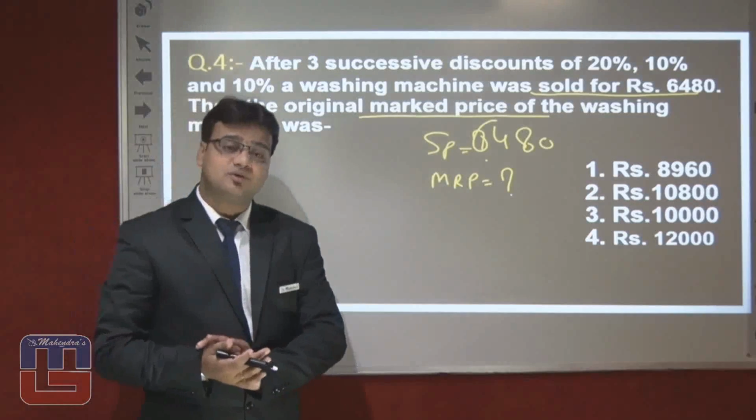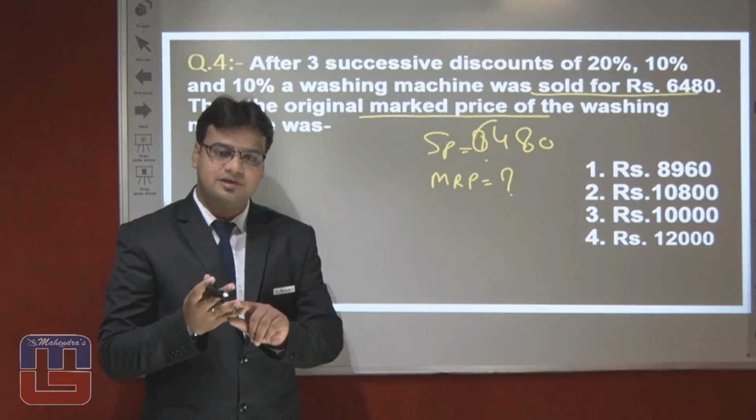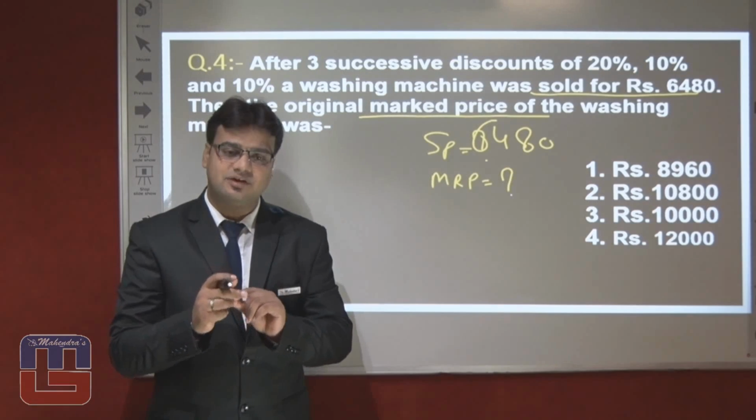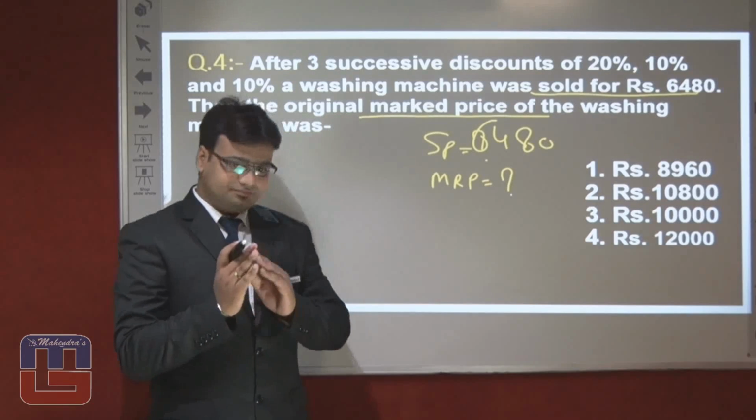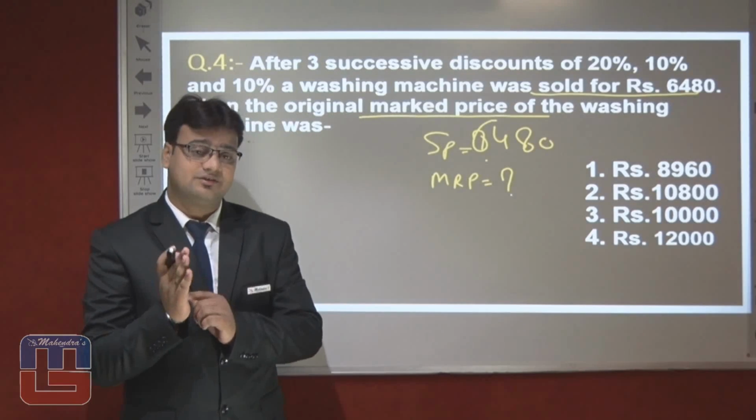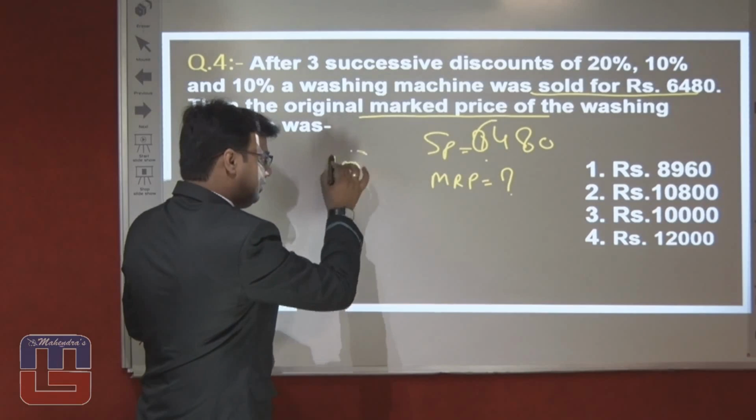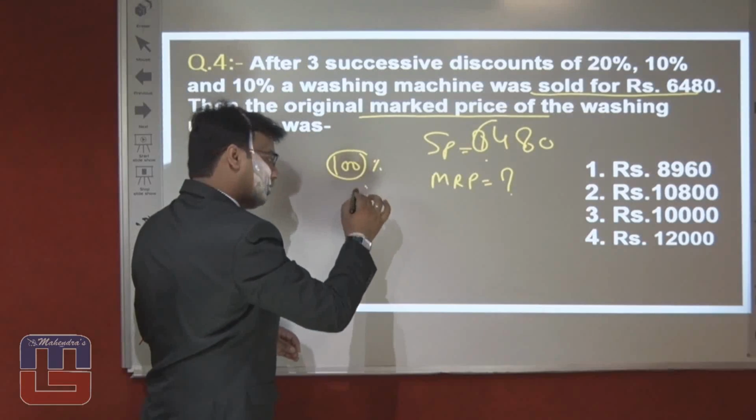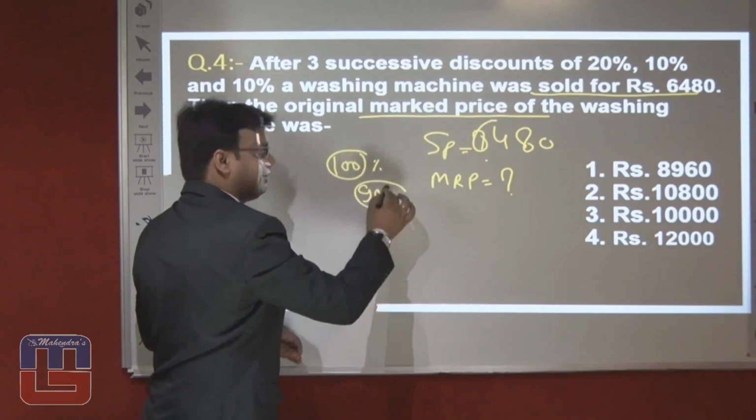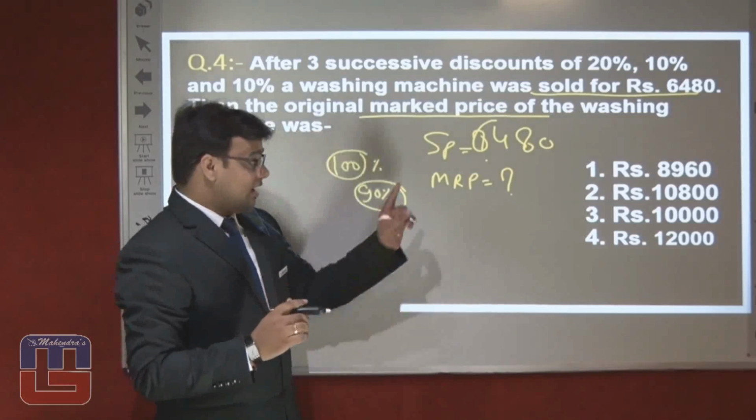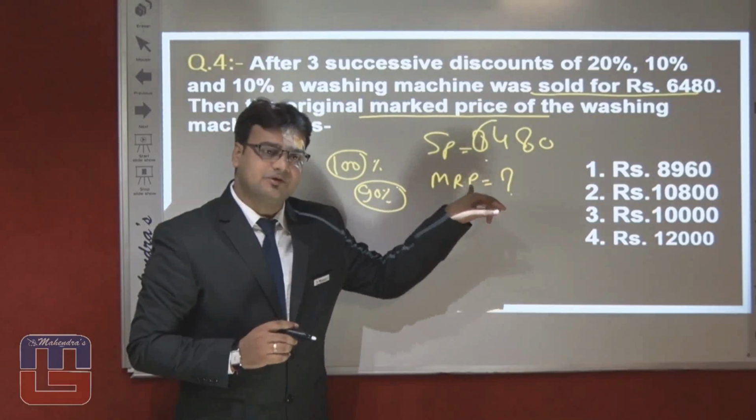In a discount-based question, there are 2 types of question. Sometimes MRP is given, we require to find the selling price. Sometimes the selling price is given, we require MRP. If MRP is given, suppose MRP is 100%. If 10% discount, then we write it as 90%. If 20% discount, then we write it as 80%.